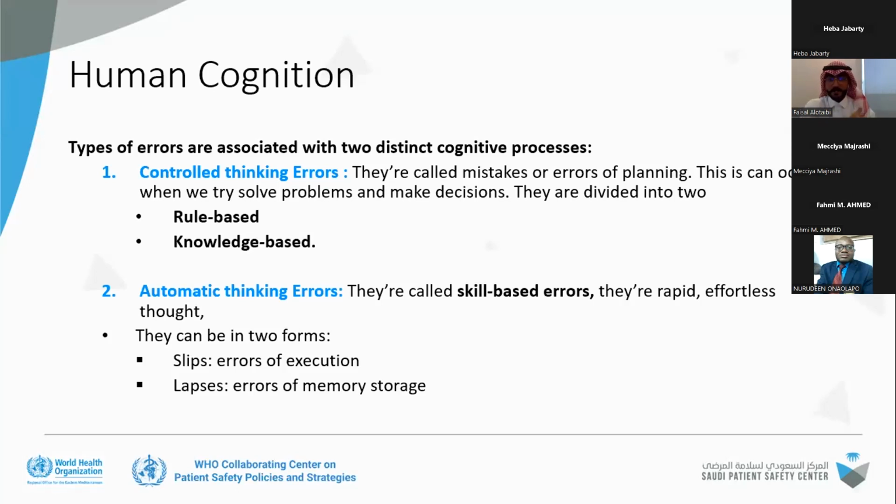The other type, when we are talking about your cognition, is the controlled thinking error, which is called a mistake, or error in planning. This occurs when you are trying to solve a problem and make a decision. So you intentionally want to do something right, but you do it wrong. Why do you do it wrong? Either because it is rule-based or knowledge-based. You don't have the right knowledge, or you don't know the rule for how to act in this situation, so you make this error. So this is the type of error in terms of the cognitive process.